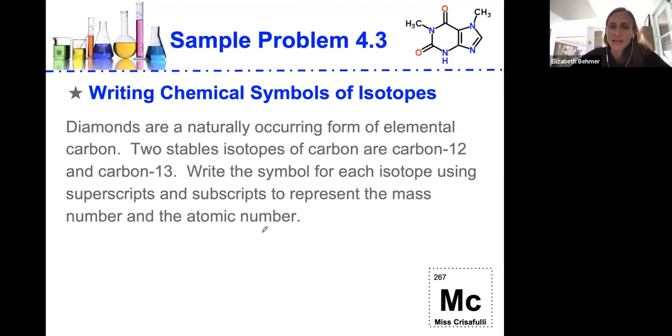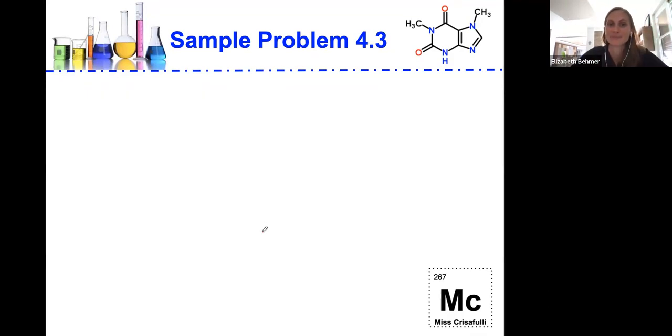So diamonds are a naturally occurring form of the elemental carbon. 2 stable isotopes of carbon are carbon-12 and carbon-13. So those are 2 different isotopes, meaning they're just going to be differing in their number of neutrons. Write the symbol for each isotope using superscripts and subscripts to represent the mass number and the atomic number.